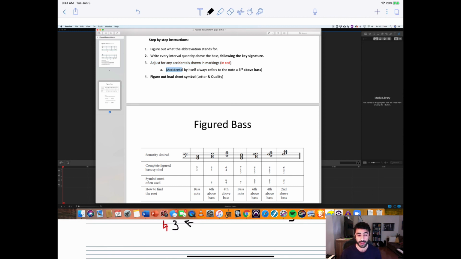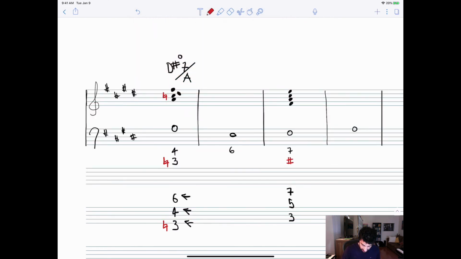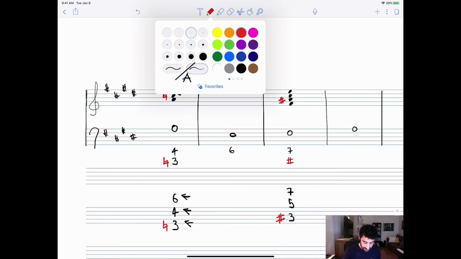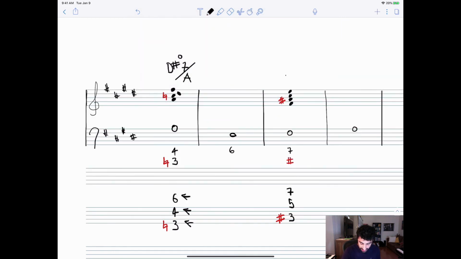And the little addendum: an accidental by itself always refers to a note a 3rd above the bass. So what this means is that the interval of the 3rd above the bass is going to have a sharp on it. The 3rd above that bass is an A. So the A is going to have a sharp. And then, easy, just figure out the lead sheet symbol. This one is actually already stacked by thirds.